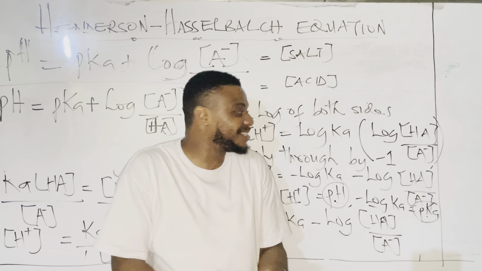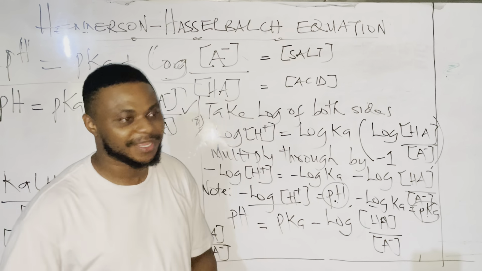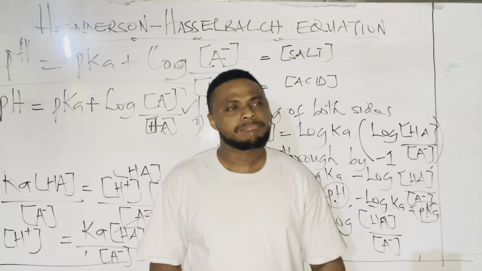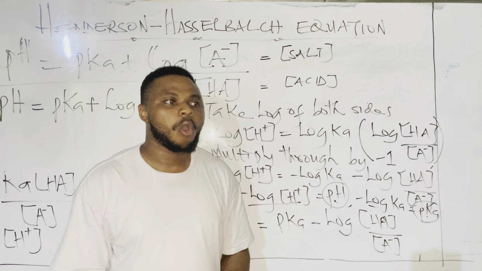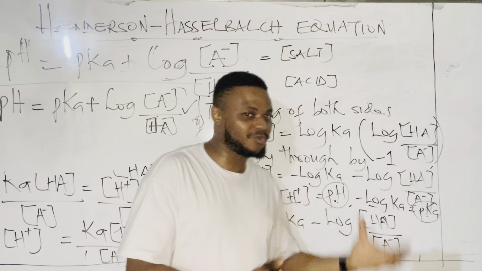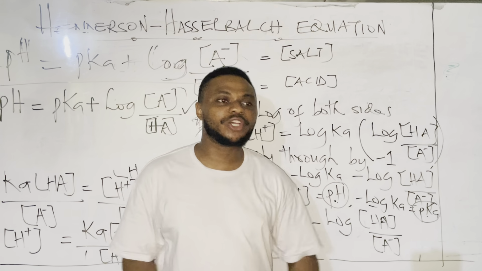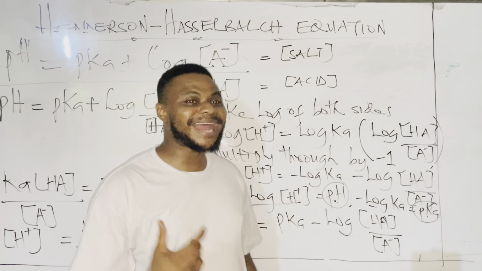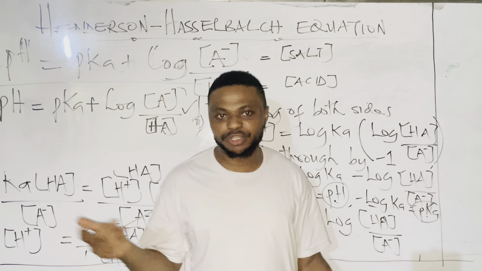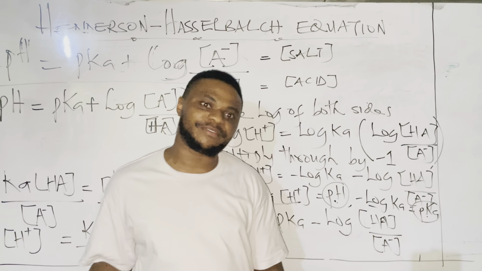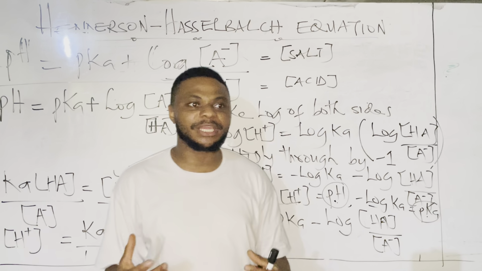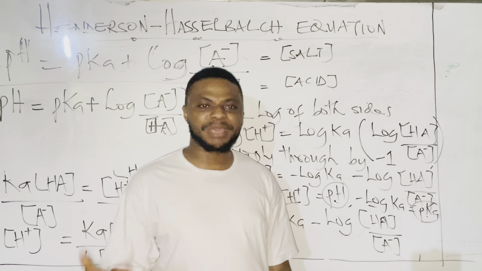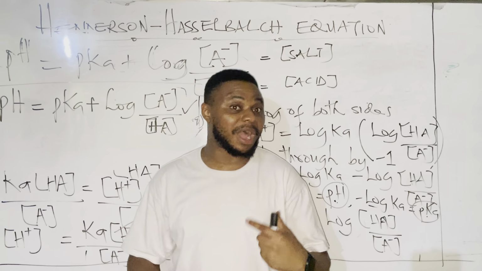The application: why is the Henderson-Hasselbalch equation important? It's relevant in buffer systems. It helps in understanding buffer systems better, just like we've talked about the acid buffer here. It also helps in calculating and maintaining blood pH. The pH of blood is in between 7.35 and 7.45. It helps you to understand how to maintain blood pH and to calculate it.